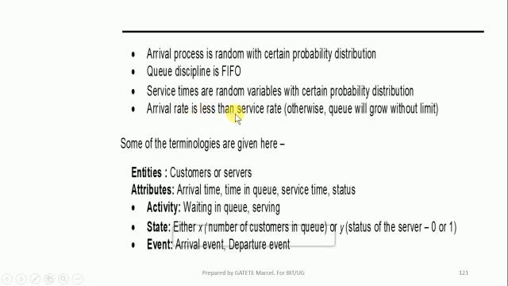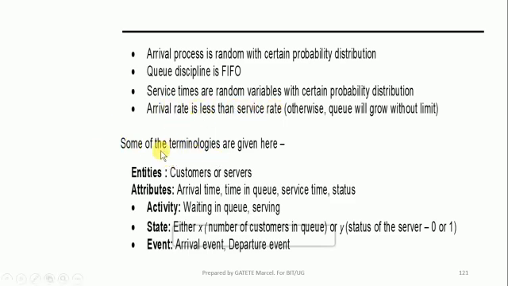The arrival rate must be less than the service rate. Otherwise, if the arrival rate is greater than the service rate, the queue will continue growing without limit, because the people arriving are many, while the people being served are very few. So it will be a problem.